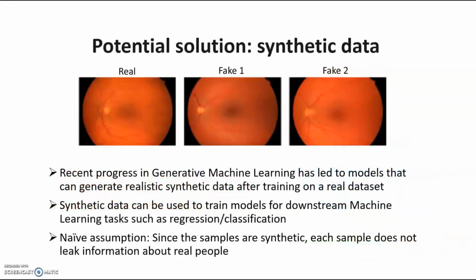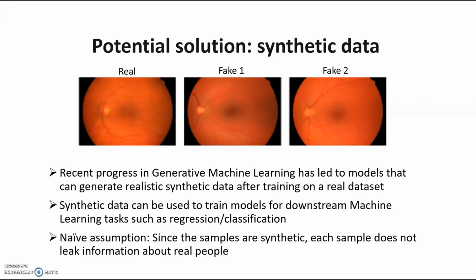One potential solution is the use of synthetic data. Recent progress in generative machine learning has led to models that can generate realistic synthetic data after training on a real dataset. An example is shown here. The leftmost image is a real image, and the two left images are generated by GANs. And as you can see, the fake images are quite like the real images.